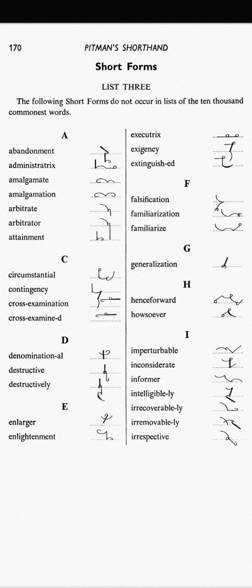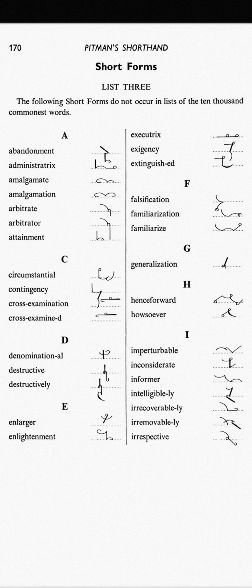Familiarization, F stroke on the line, M stroke on the line, S circle, shun curl is used here. Familiarize, F stroke on the line, M stroke on the line, upward R stroke with S circle is used here. Generalization, J stroke with NS circle with shun curl is used here.